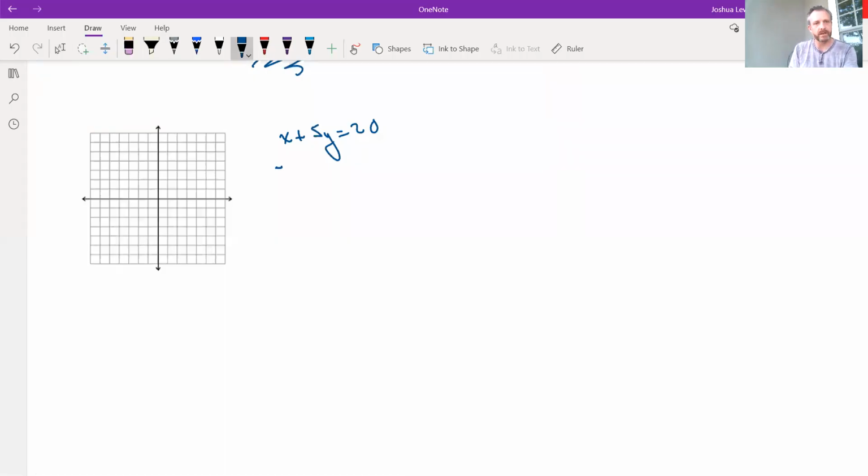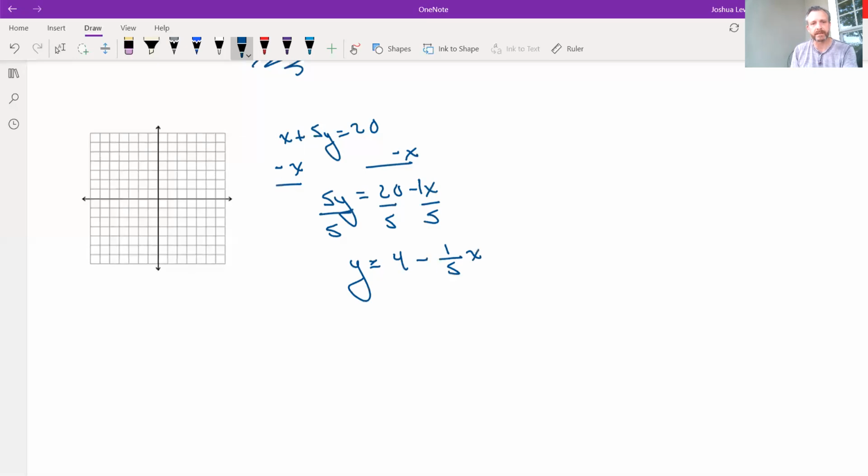Okay, so I need to solve this for y before I can just look and say what the slope and the y-intercept are. So I subtract x from both sides. I divide everything by 5. Now remember, this is really a negative 1x, right? So I can write this as 20 over 5 is 4, minus 1/5 x. If you want, we can turn this around. And voila.